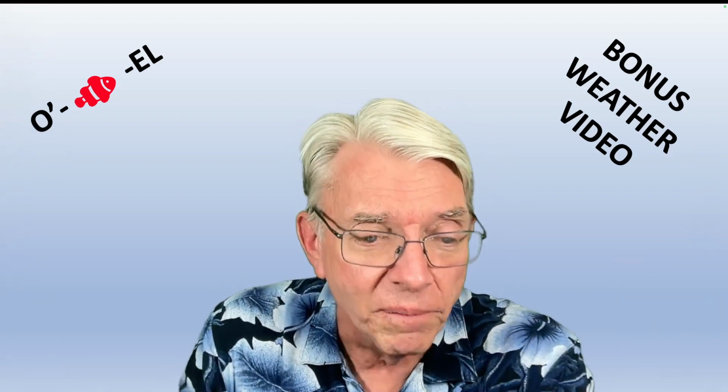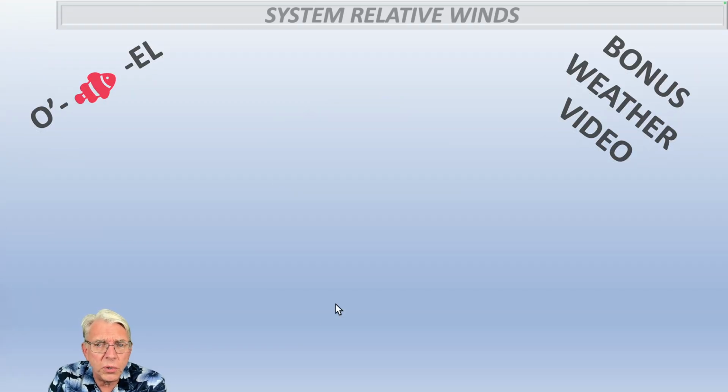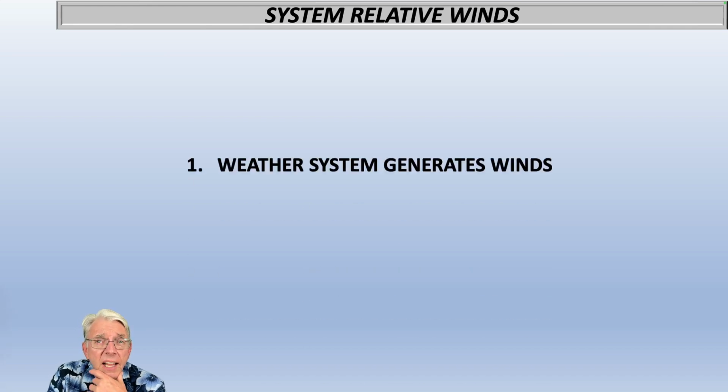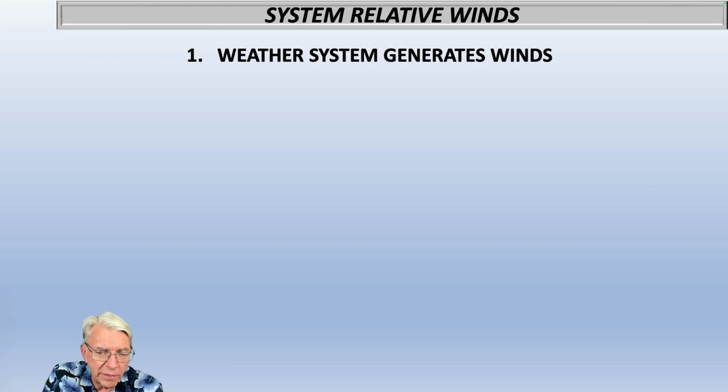So let's go on ahead and put myself down here in the corner. We'll just review a couple of concepts here first. And the first one is that whatever weather system you're talking about, a severe thunderstorm, a tornado, a winter storm, a hurricane, there's winds that they're generating on their own, okay?